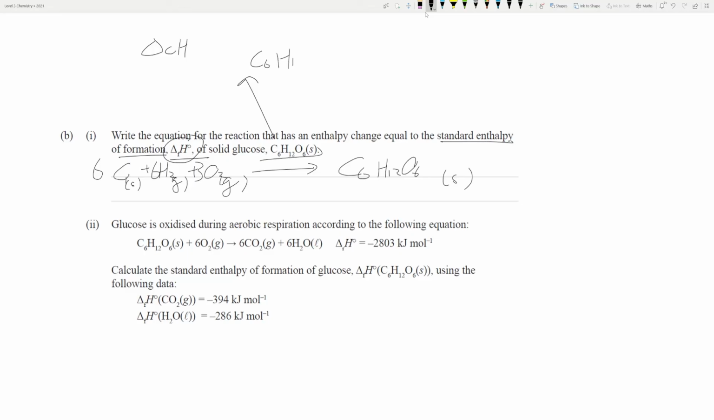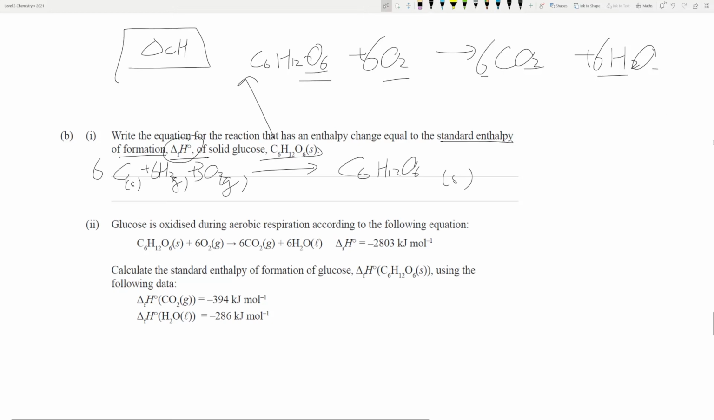So combustion, you could pause the video here, but if you want the answer, it's going to burn in oxygen, it's going to produce CO2 and water, and then you balance it. 6, 6, that's 12, that's 18, 18 oxygens. Okay, so that's balancing, this is the enthalpy of combustion.